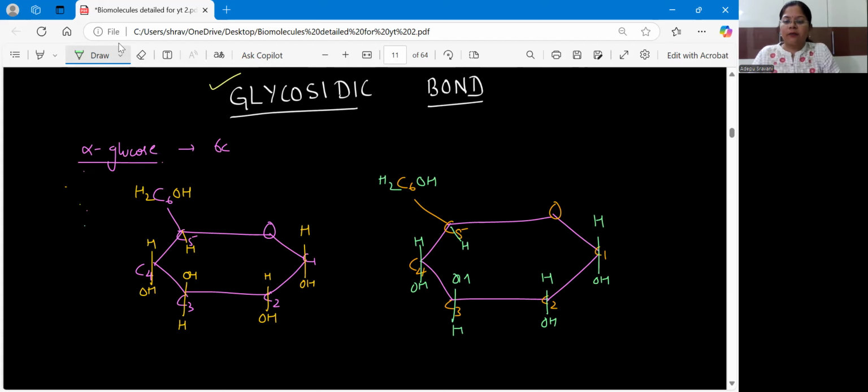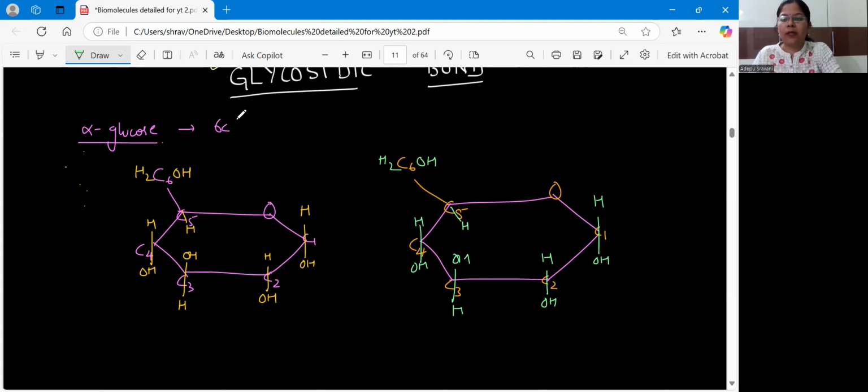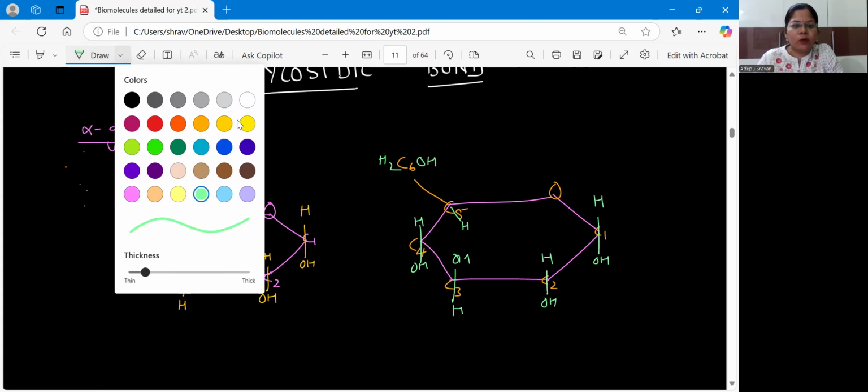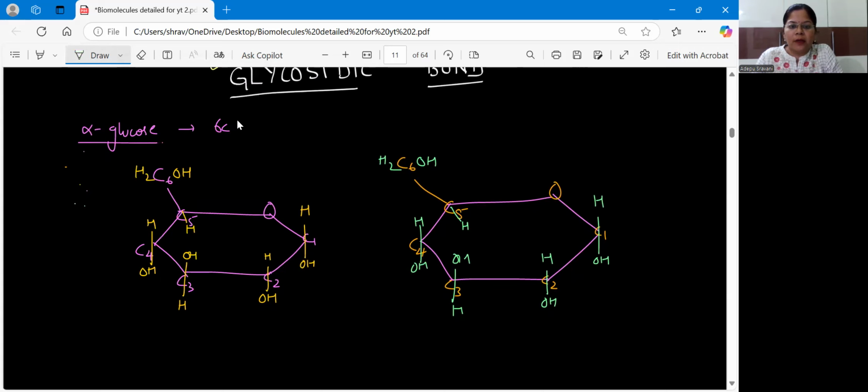Okay. So I have taken two alpha glucose molecules, and now we are going to see how are these bonded with each other. Whenever there is a bond formation, we have to remove one water molecule. And the water molecule is removed from the OH of C1 and the H of C4 of the second sugar unit, in the form of water.